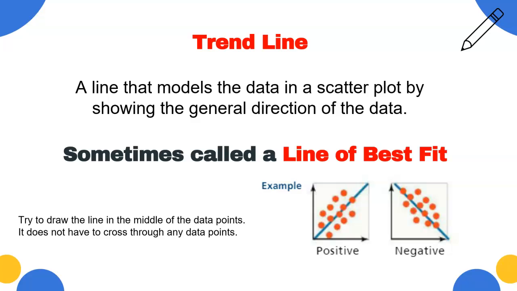Now, these lines I've been talking about do have a name. They're called trend lines. Sometimes you might have heard them referred to as lines of best fit, but it's just a line that models how the data is going in the general direction, right? When you draw a trend line, you're going to try to draw it in the middle of the points. It does not necessarily have to cross through the data points, just kind of be in the middle of them.